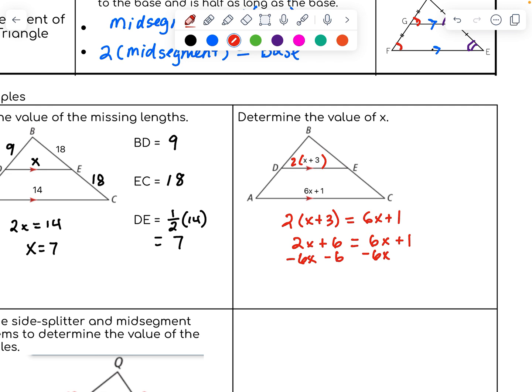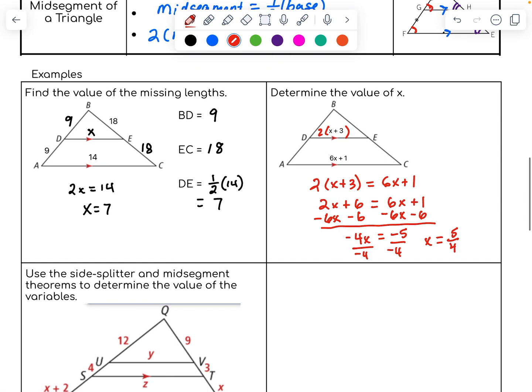We subtract 6 over here. We get negative 4x equals negative 5. Divide by negative 4. It's not so bad. x equals 5 over 4. So that's not so bad. It could be worse. Okay, all right.